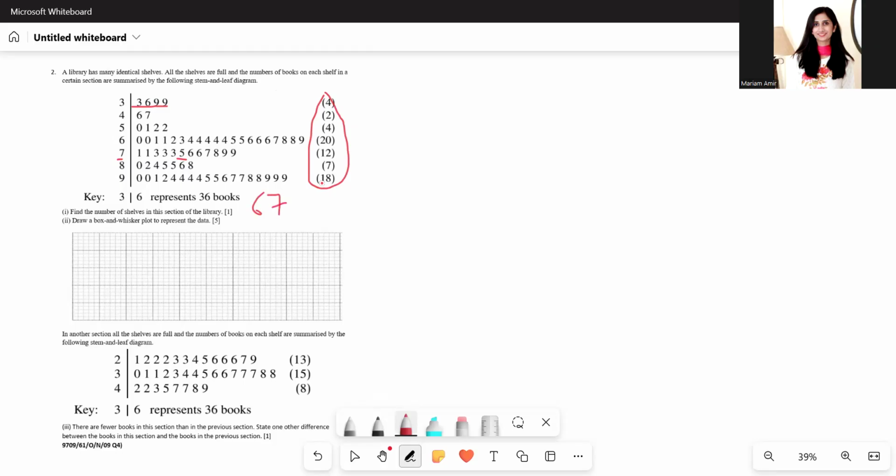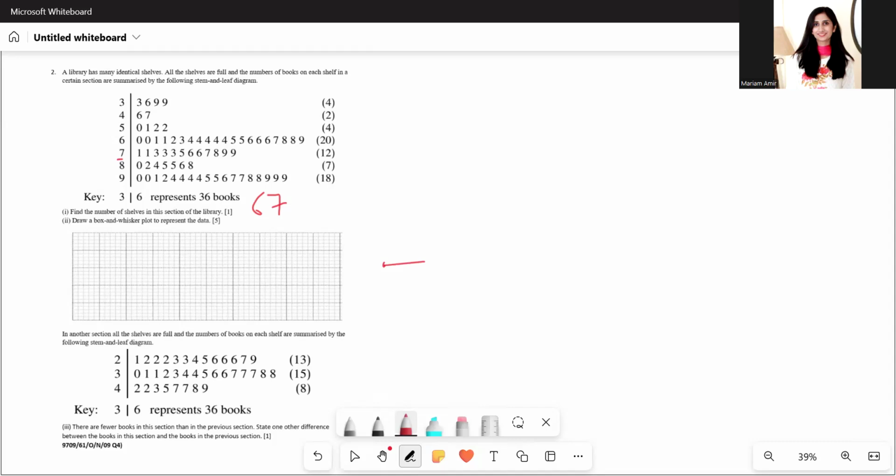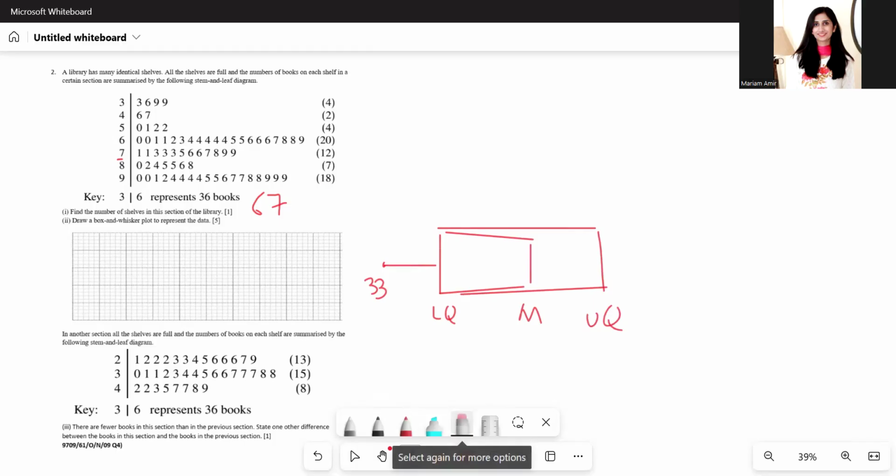Draw a box and whisker plot to represent the data. In a box and whisker plot, we need the lowest data value, which is 33. Then the lower quartile, we'll calculate it in a second. Then the median, then the upper quartile, and the median has a line like this. In the end we need the highest data value, which is 99. Now we also need the lower quartile, median, and upper quartile.